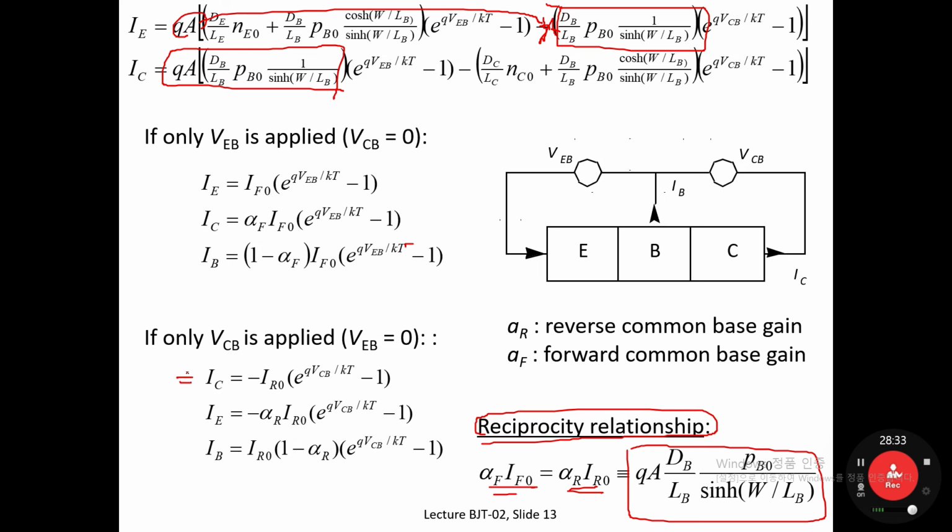Okay, so we have finished developing the equations for IC and IE when VEB is 0, but VCB is non-zero. The last job is, let's look for the equation for base current. Base current, again, is defined as IE minus IC by KCL. Then you're going to get this equation.